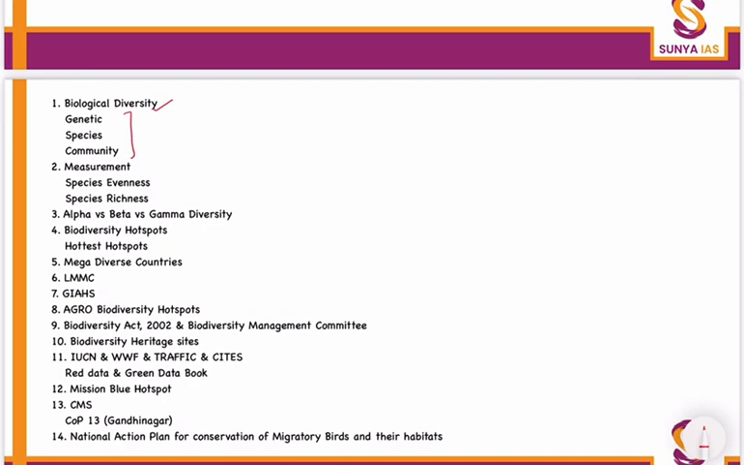In this you have to cover all the three: the genetic, the species, and the community diversity. Then we'll be moving on to the measurement. In this you have to do the species evenness and species richness concept, and then finally the three different types of diversity: the alpha, beta, and the gamma diversity, right?